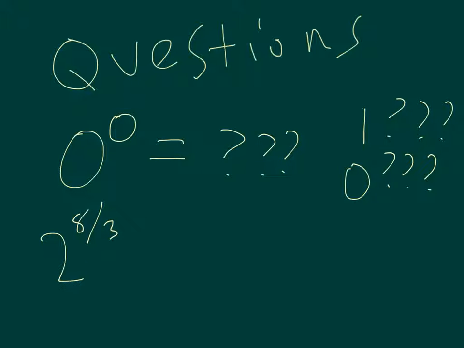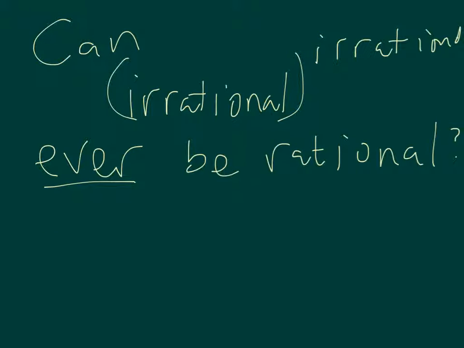But what if it's not written as a fraction? What if we want to do 2 to the power square root of 2? How do we even work out what this is? Your calculator will tell you, but what's it actually doing? Here's a question. Can an irrational number to an irrational power ever be rational? This leads to one of the best proofs that you'll ever see.